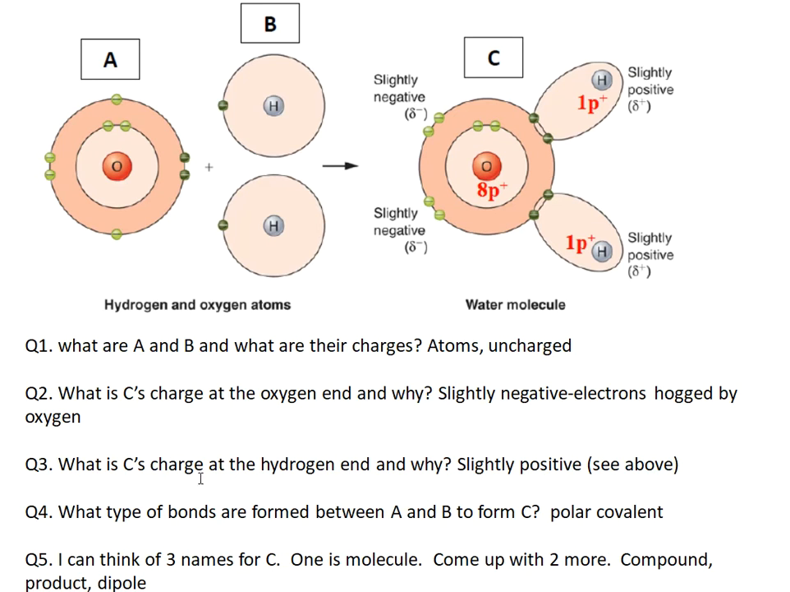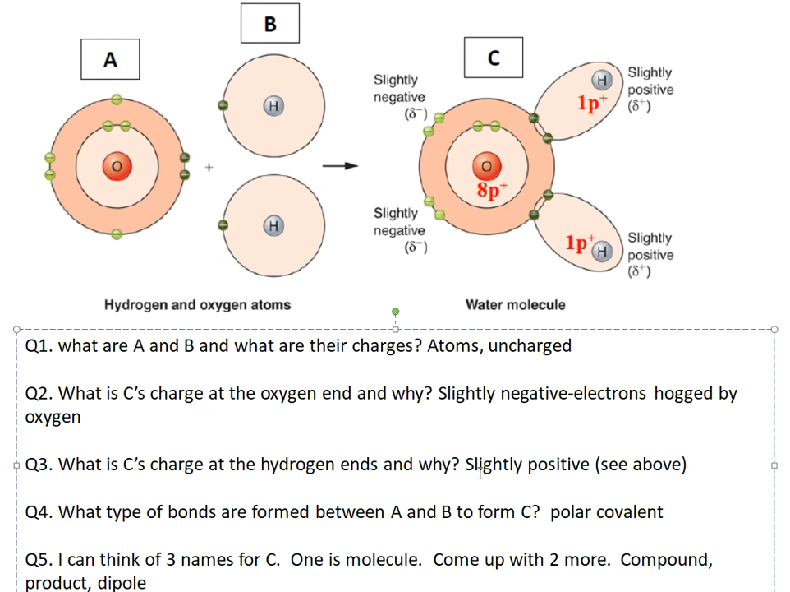Question 3, what is C's charge at the hydrogen ends? I'm going to add an S there. And why? Well, if those electrons spend most of their time around the oxygen such that the oxygen end is slightly negative, you would expect the hydrogen end to be slightly positive, and it is. The delta means slight, by the way. So the hydrogen ends are slightly positive because those electrons that they're sharing spend most of their time on the oxygen end.